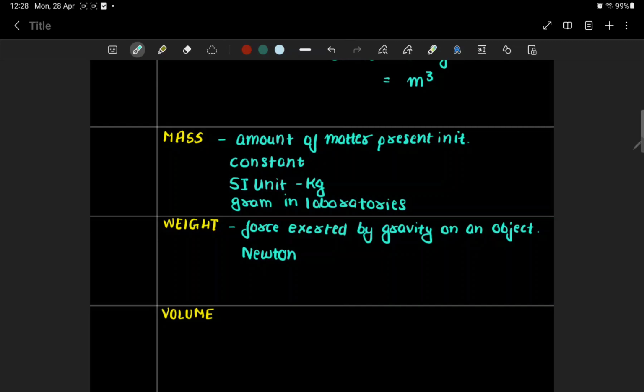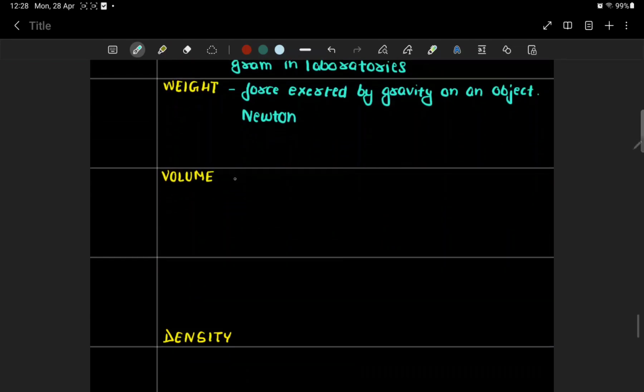Now volume. Volume is length cube, right? A common unit for volume is liter. It is not an SI unit, but it is used for measurement of volume. Now, how do we define liter?